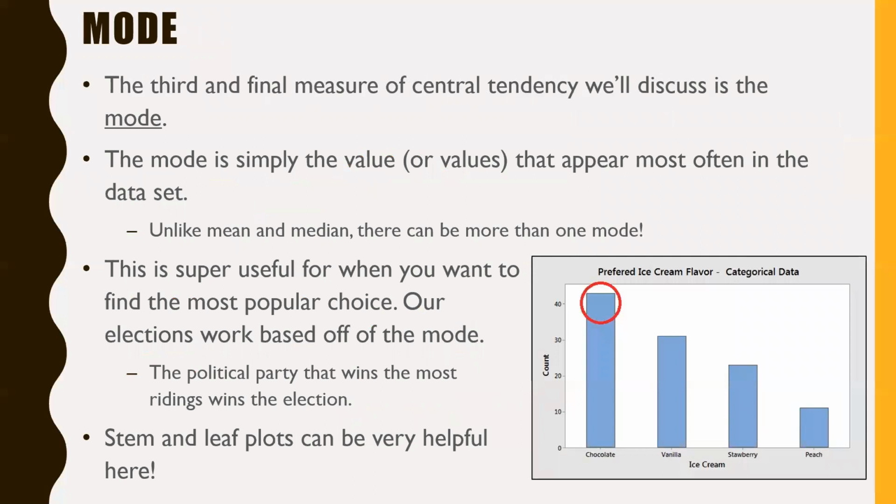Anyway, the third and final measure of central tendency that we're going to discuss is called the mode. The mode is simply the value or values that appear most often in a data set. I should underline that. There you go. Most often in the data set.